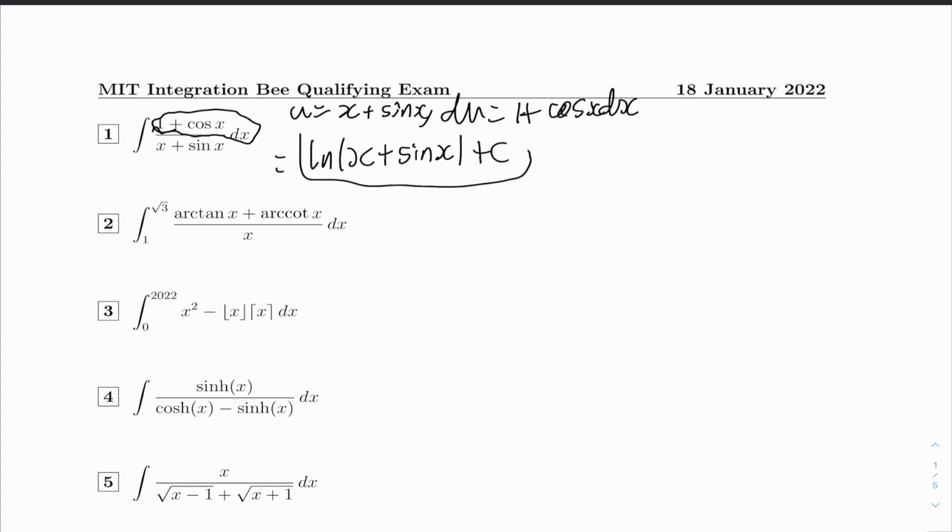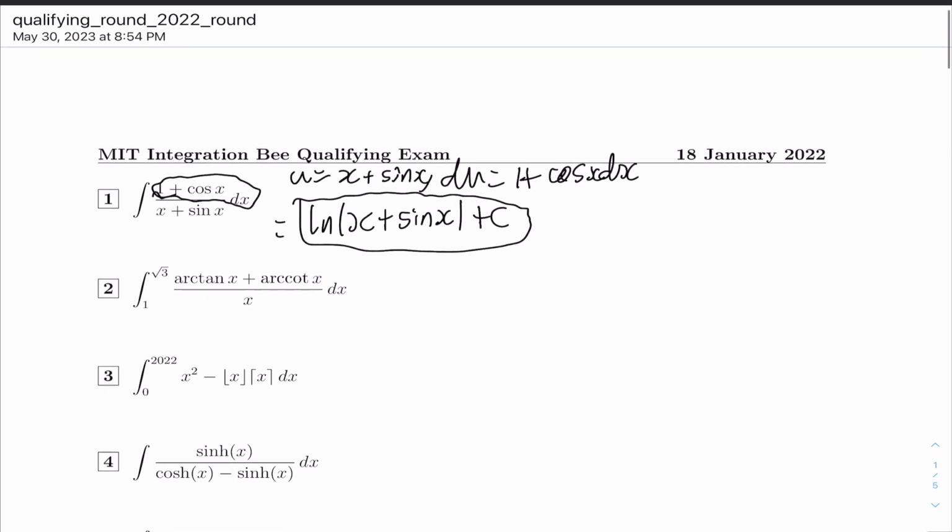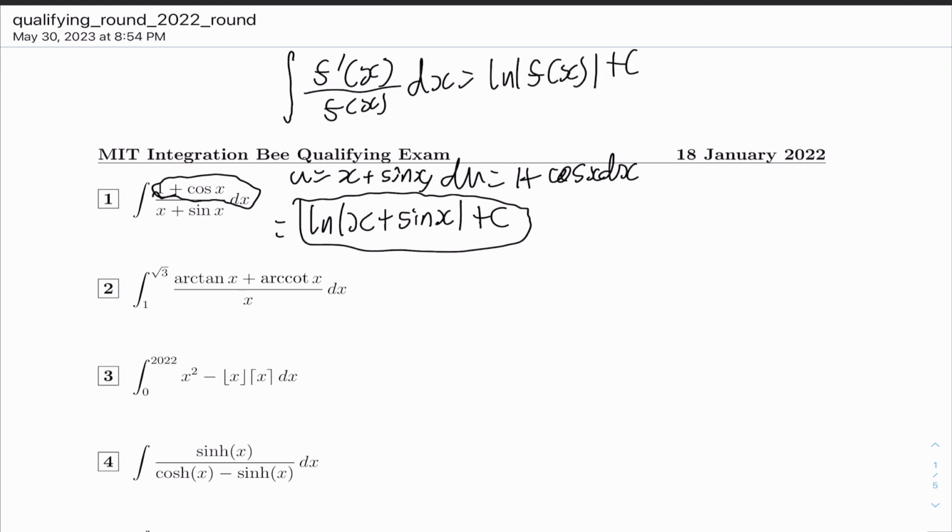We have the time to put the plus c, so let's just put it, even though it's not required. And we can generalize this by saying that the integral of f prime of x over f of x dx is going to be the natural log of f of x, and then plus c.